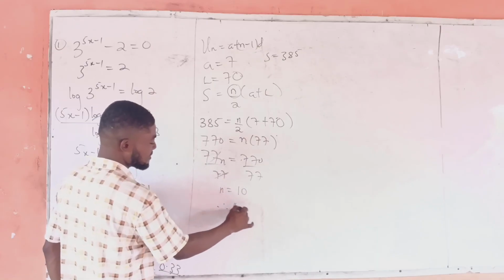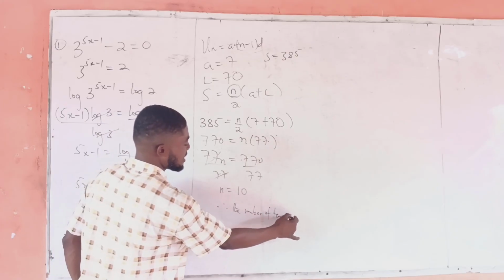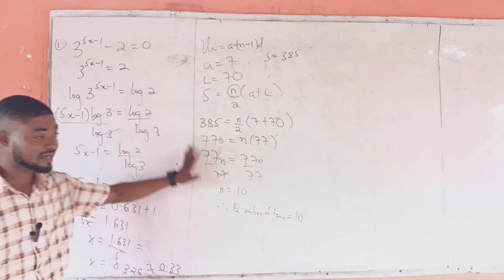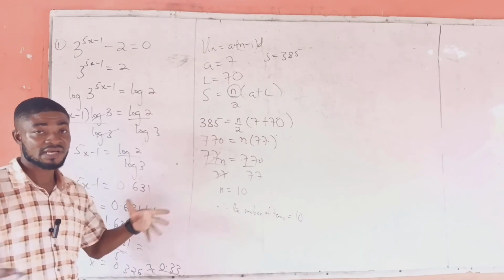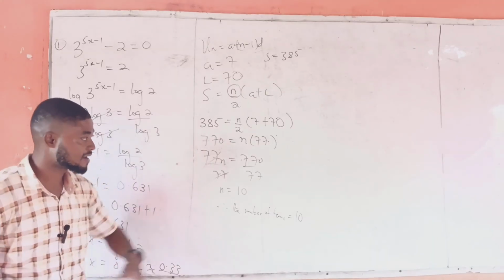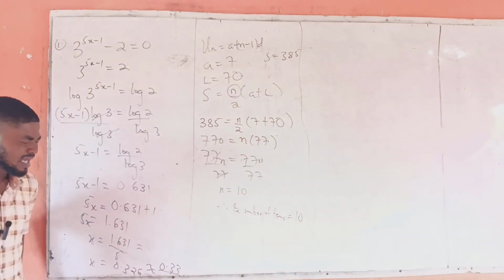Therefore, the number of terms is 10. So there are 10 terms actually over here. The first term being 7, the last one being 70. When you sum everything, you get 385. Okay, so this is what we have for question number 8.